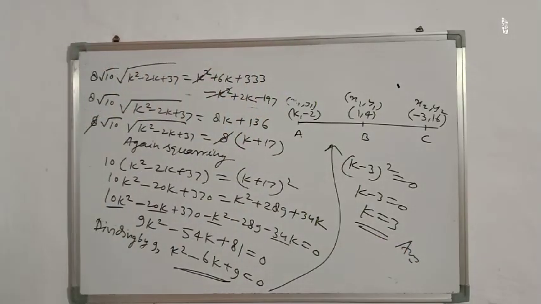So lengthy calculation. In this way we can find the value of k if the points are collinear. Now we will see the next question.